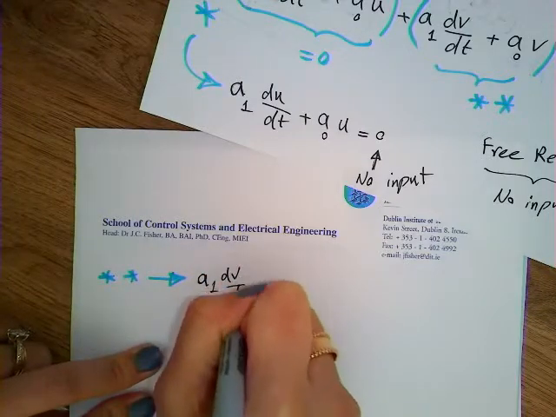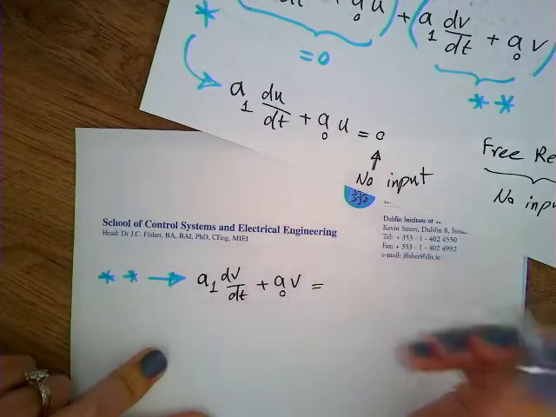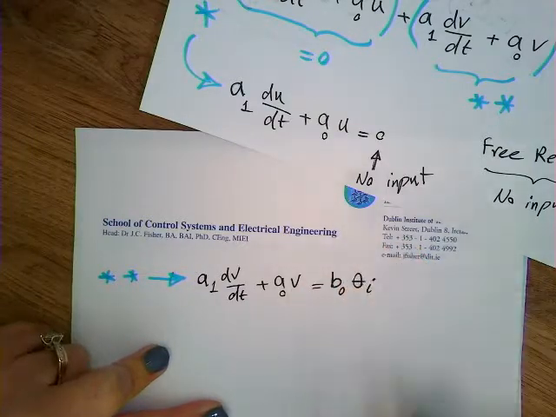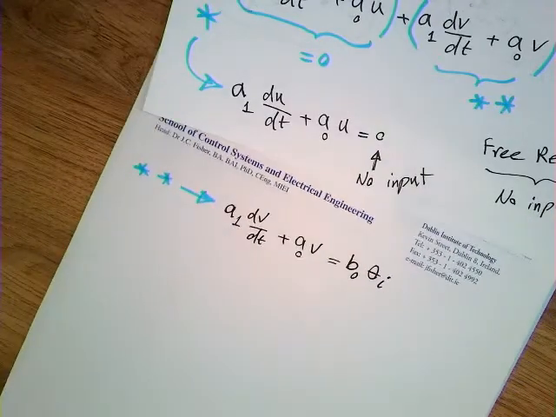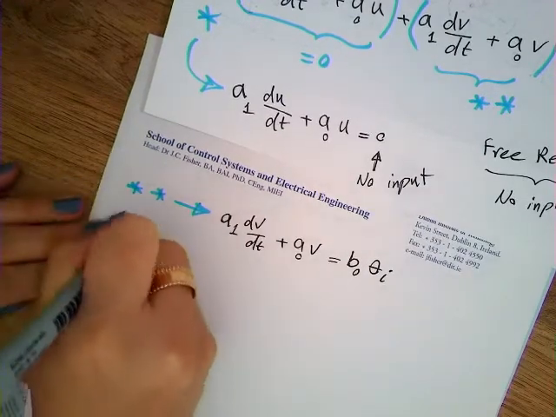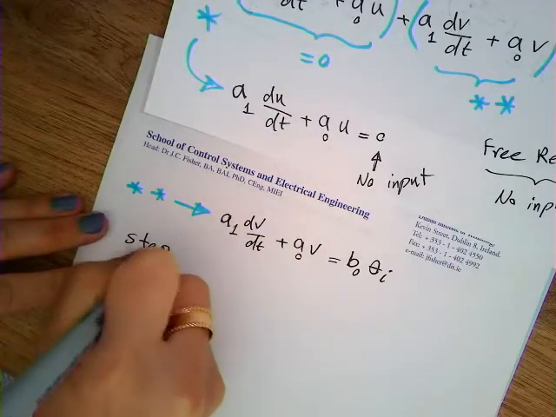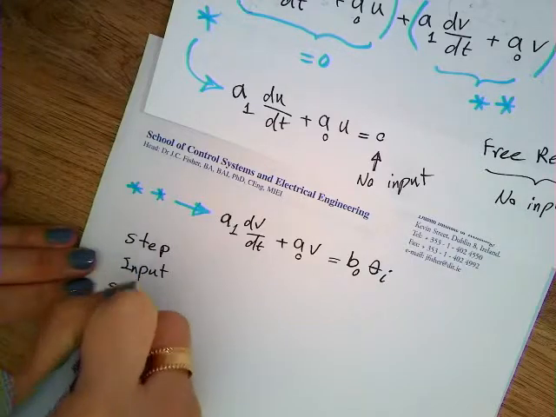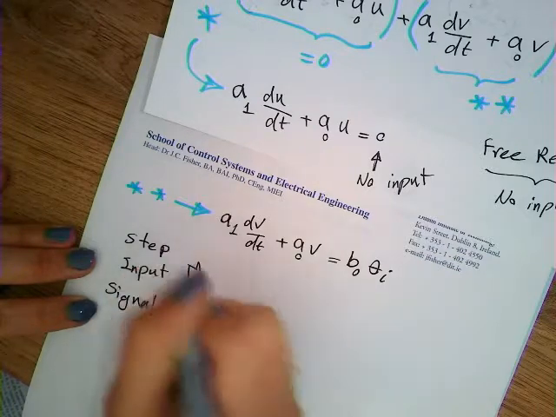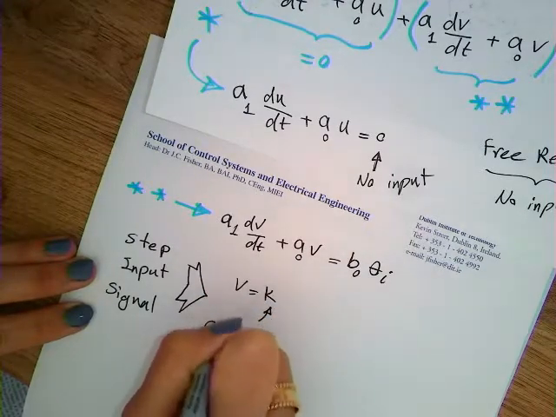a1 dv over dt plus a0v, based on our initial assumption, is going to be equal to b0 theta I. Now, if I assume that my v, based on a step input signal, will give me v is equal to k, and this k is constant.